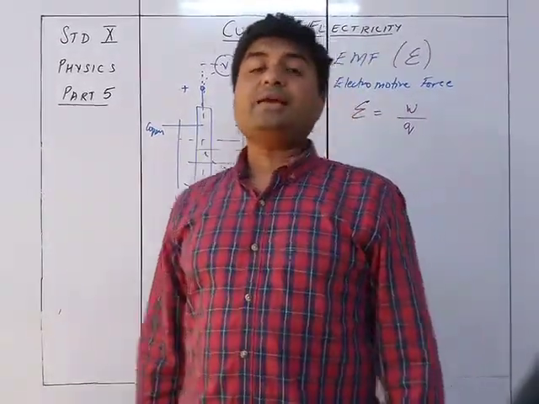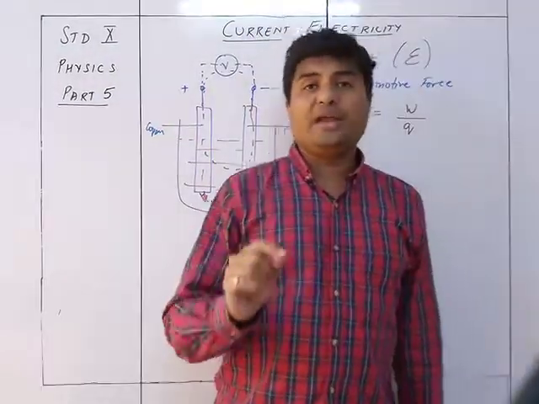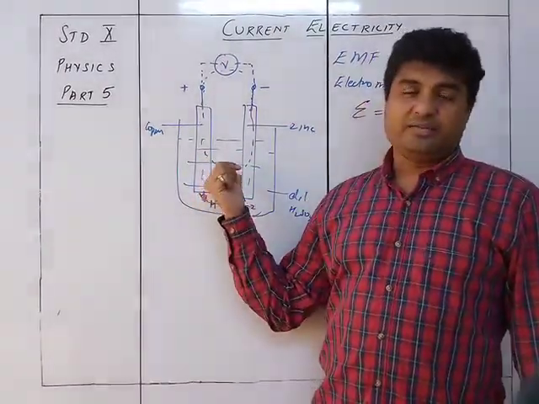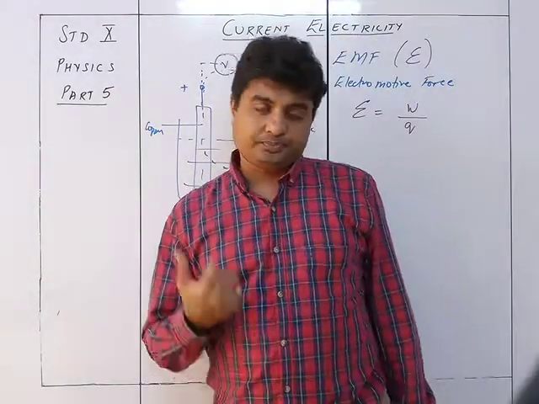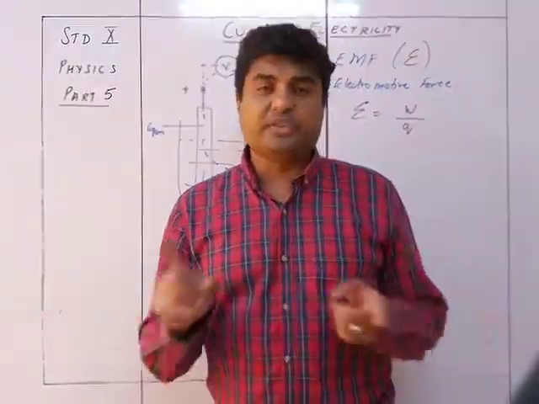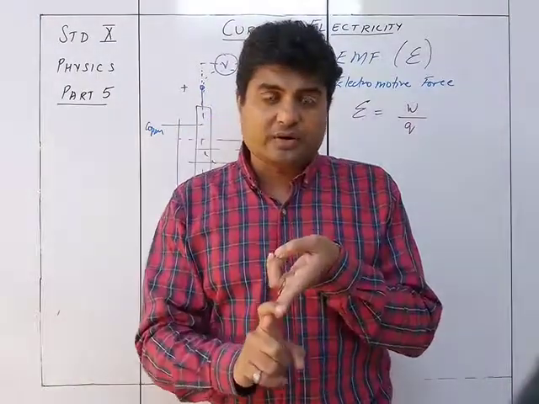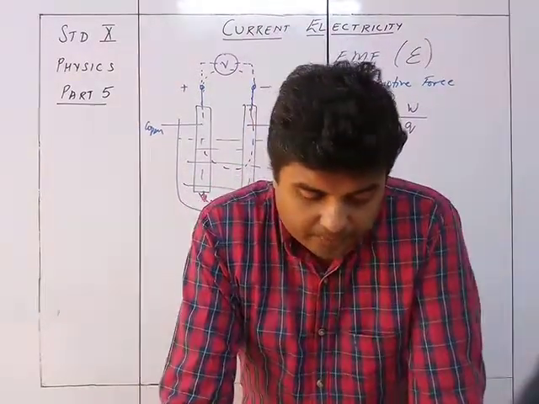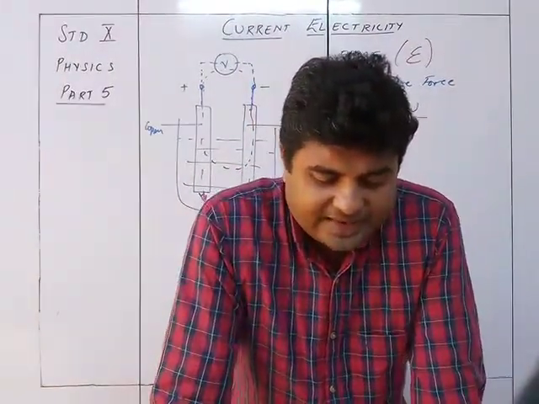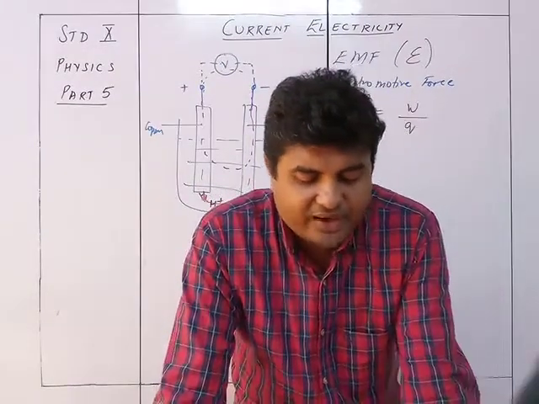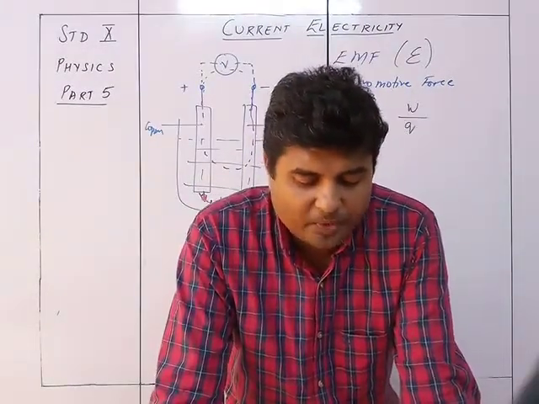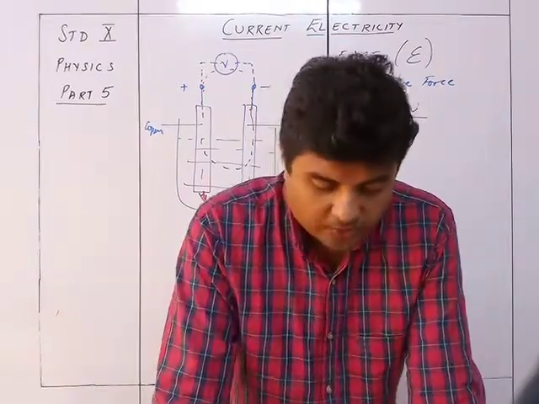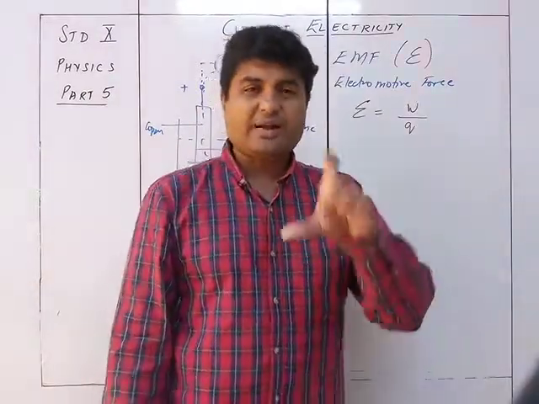So the electromotive force is dependent only on the type of the material of the electrode and the electrolyte used in the cell. It is independent of the shape and size of the electrode, independent of the distance between the electrodes, and independent of the quantity of electrolyte. Thus, the EMF of the cell is its characteristic property. It is different for different kinds of cells. For example, the EMF of a voltaic cell is 1.08 volts, that of a Leclanché cell is 1.5 volts, and a Daniell cell is 1.08 volts. So those are the different kinds of cells.